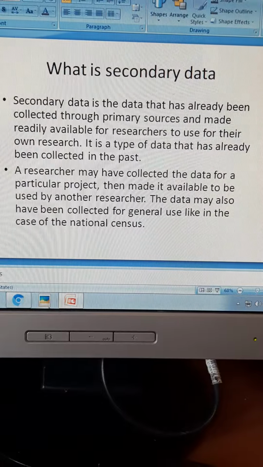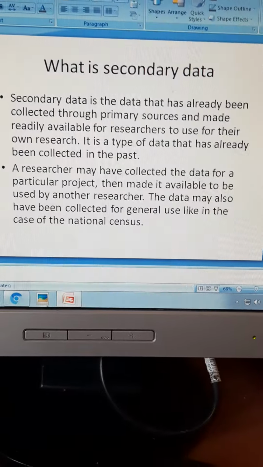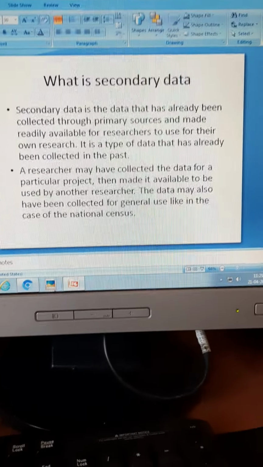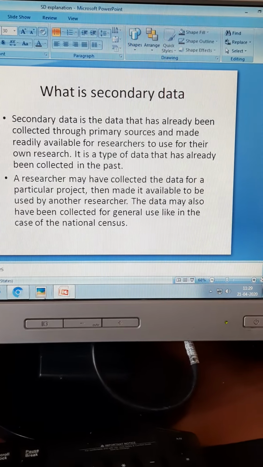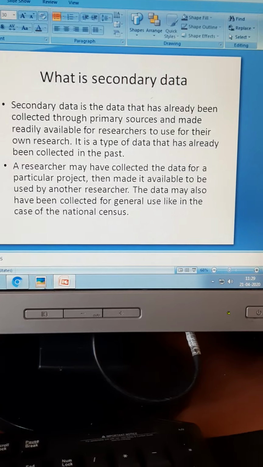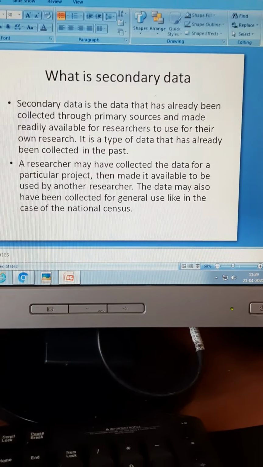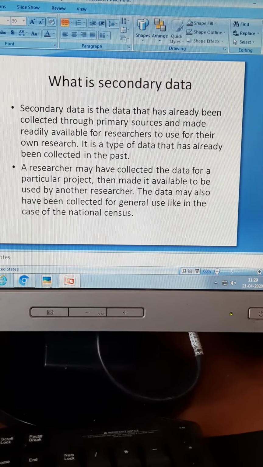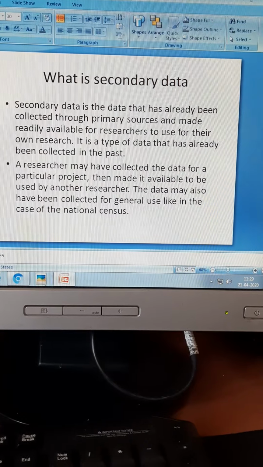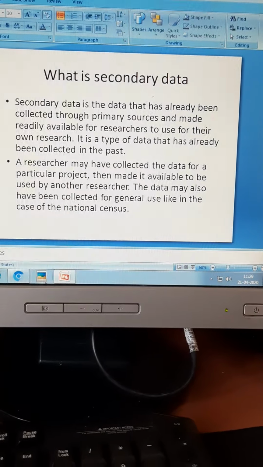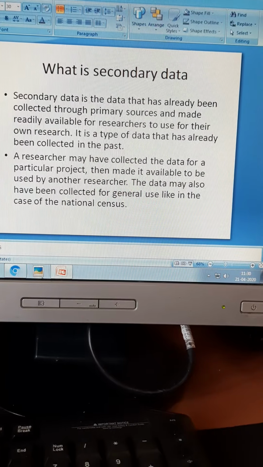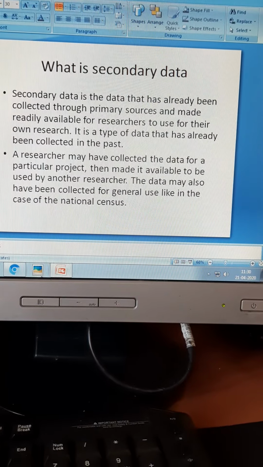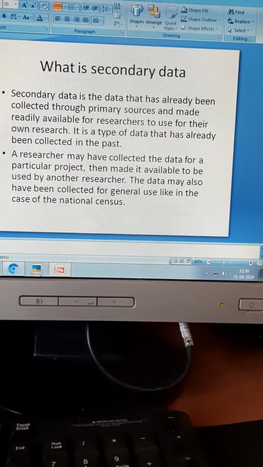We are in our third module, and in this session we will be doing two aspects. One is what is secondary data, and the other one is projective techniques. We will first do secondary data, which is a very simple concept. Secondary data is the data that has already been collected through a primary source. This is made available for other researchers.